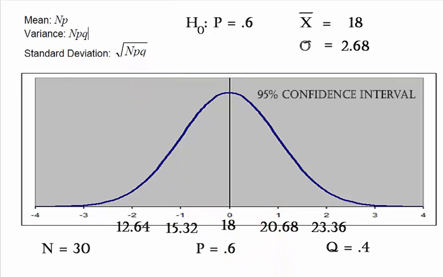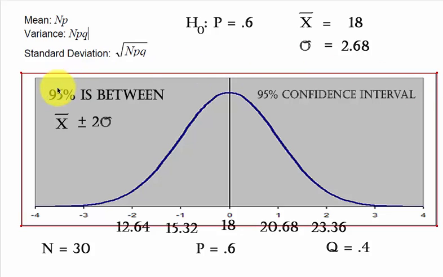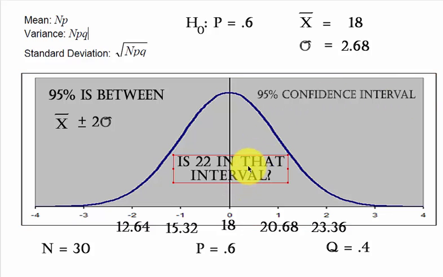We have to remember that a 95% confidence interval states that 95% of the data is between the mean plus or minus 2 standard deviations. I got that from the empirical rule. He might be using 1.96 instead of 2, but it's so close that the difference is minimal. Now we have to figure out what the okay range is with the 95%. We find where the mean plus 2 standard deviations is, which is right here, and the mean minus 2 standard deviations, which is down here. And we have to determine, is 22 within that interval?